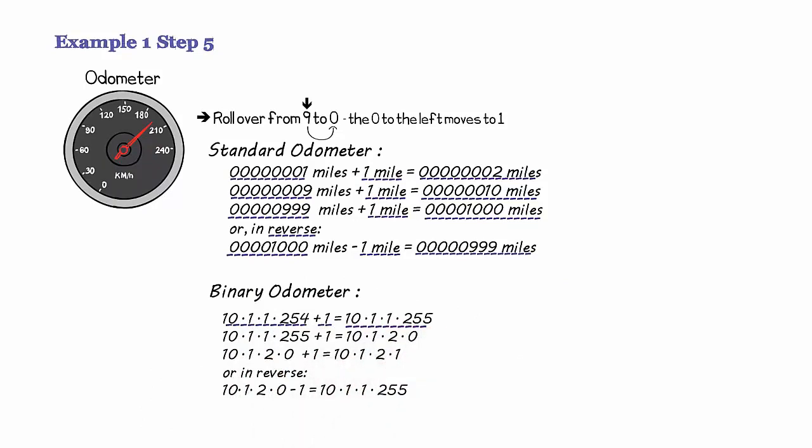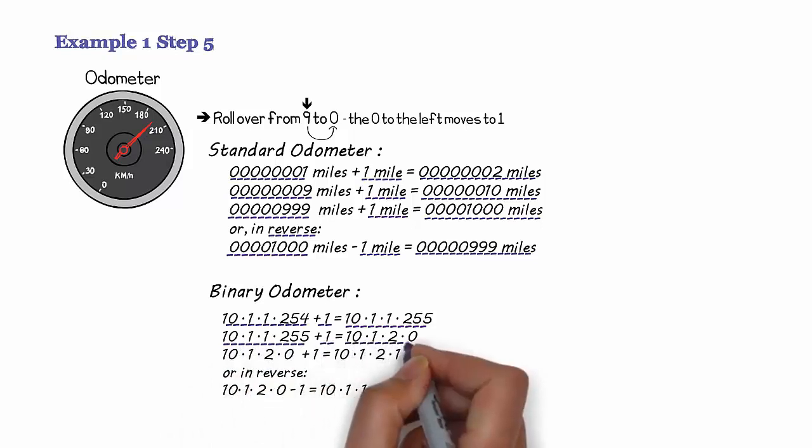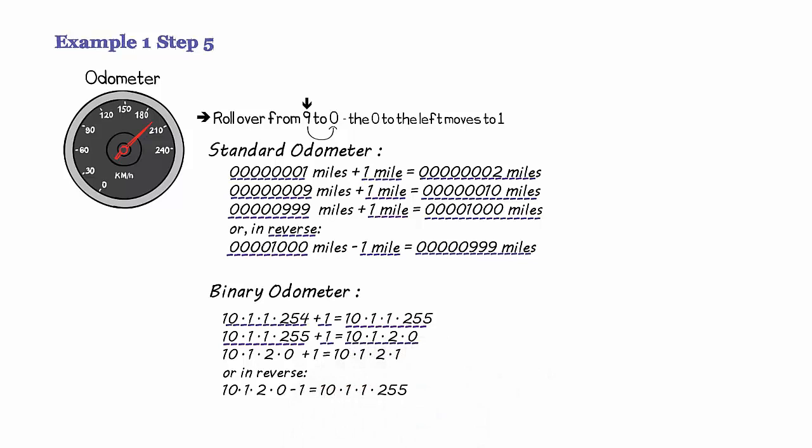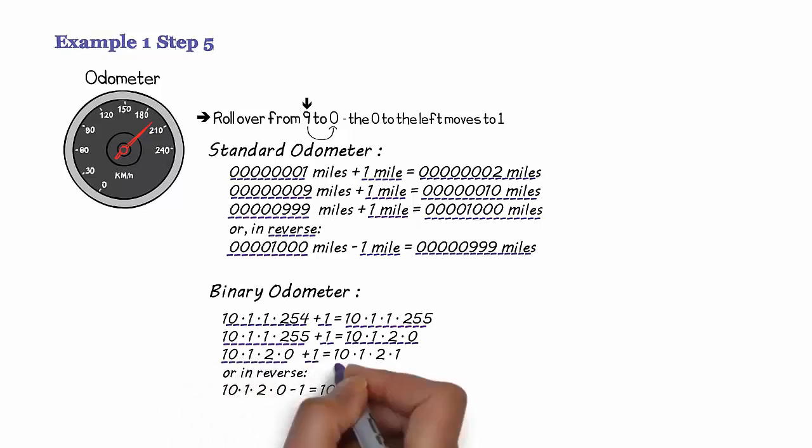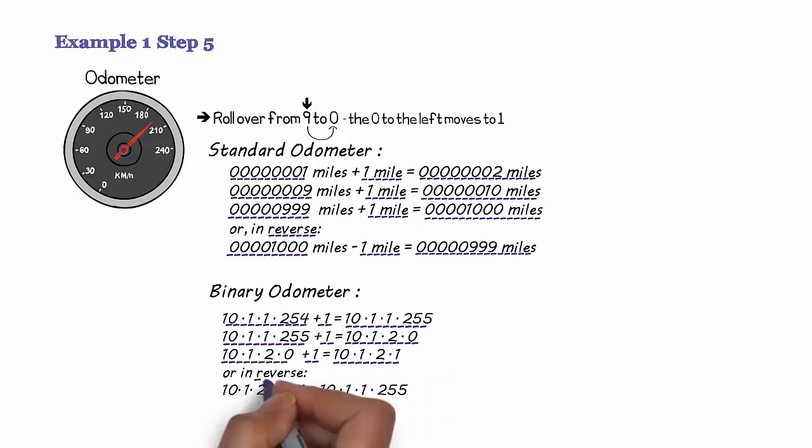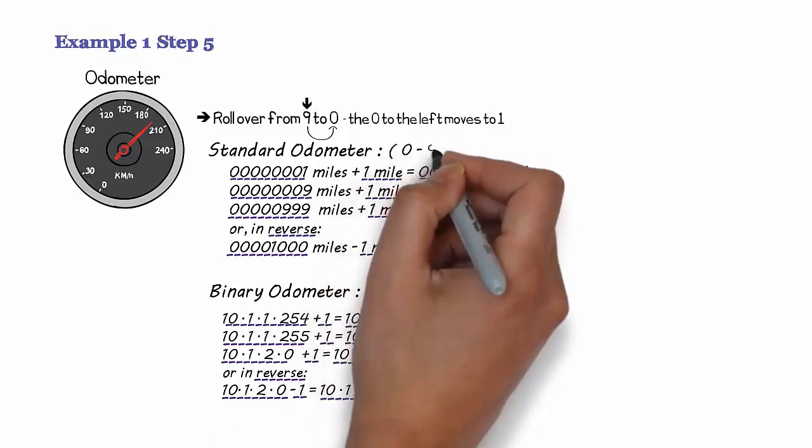10.1.1.255. That should be fairly simple to understand. However, if you had 10.1.1.255 and added 1 to that, you would now get 10.1.2.0, in a similar manner to a standard odometer in a car. 10.1.2.0 plus 1 would equate to 10.1.2.1. Or if we went in reverse, 10.1.2.0 less 1 would give you 10.1.1.255.